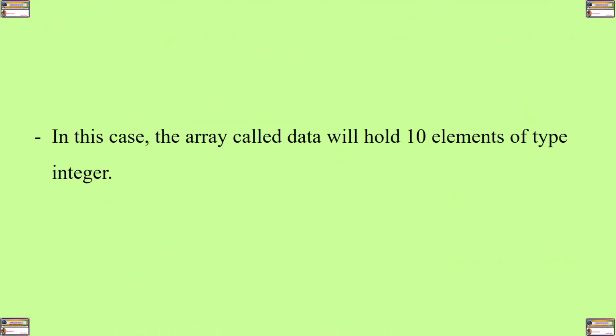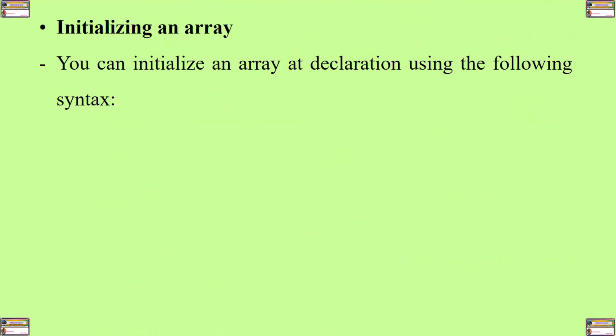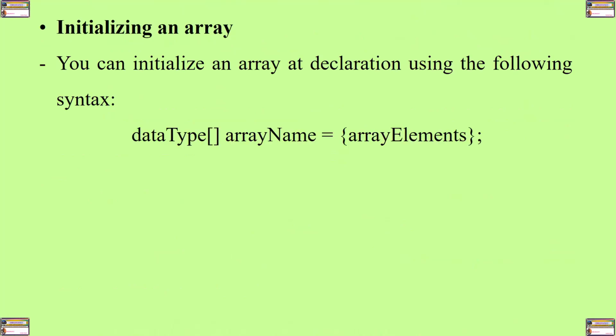How do you initialize an array? You initialize an array at declaration using the following syntax. Data type, array name equals, and you assign it 8 elements. For example, if you have an array called score and you want to assign 8 specific values, then you do it as follows for a one-dimensional array. You are assigning the elements 23, 40, 35, 52, and 15.